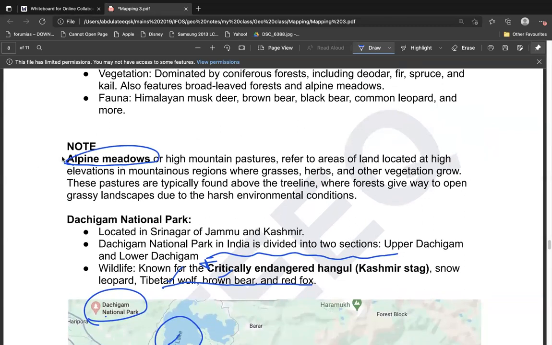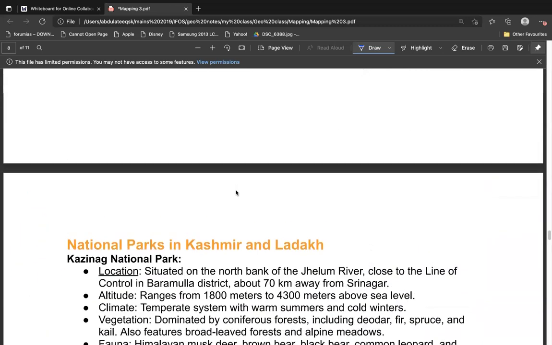These alpine meadows are nothing but the grasslands that are present above the tree lines. Like in the mountain areas, as you go upwards, the vegetation decreases, because as we know, as the altitude increases, moisture decreases, and the temperature also decreases. As a result, vegetation will decrease as you go higher up in altitude. You generally find vegetation similar to the polar or temperate regions. So generally you have these kinds of alpine vegetation found in this area.